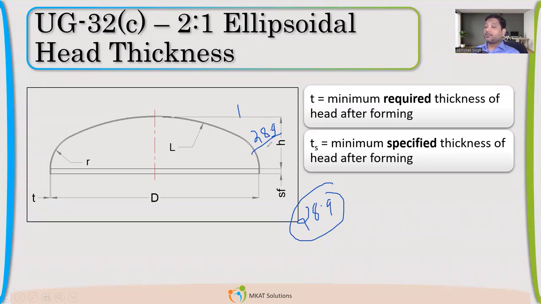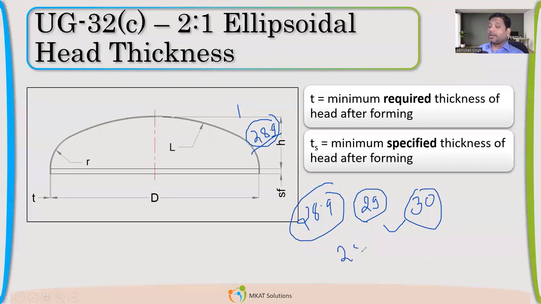Then in that case, there is nothing in my pocket as a designer. If the fabricator is not able to meet this, the head will get rejected. Or what I can do is take 0.1 mm as a margin and specify the minimum thickness as 29 or 30, whatever. Generally, we'll not take too much margin because finally cost is going to increase. So it depends, like if I'm getting 28.5, generally, to round off, I'll give 29 as minimum.